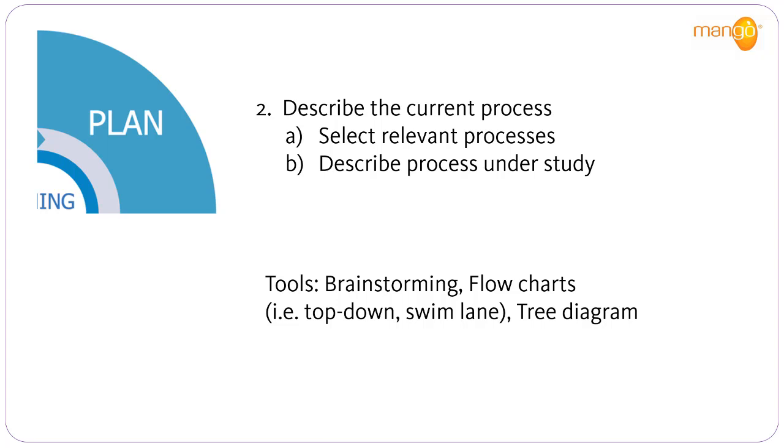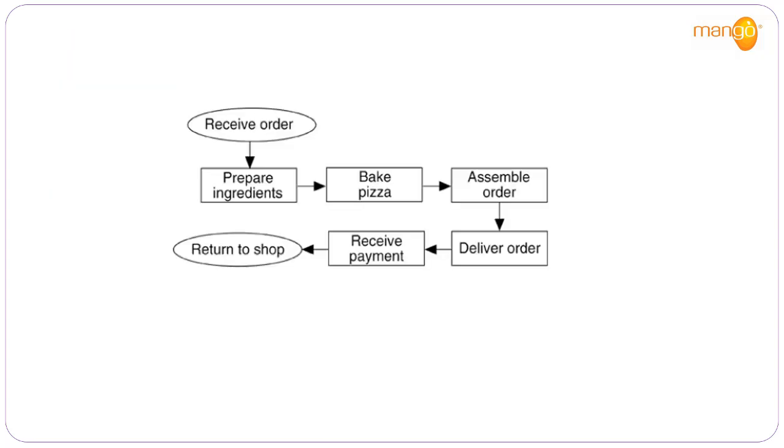So let's go back to the example. What did they do? They looked at the process from receiving an order, they prepare the ingredients, bake the pizza, assemble the order, deliver it, get the payment, and then they return back to the shop. And in this particular instance, the team looked at it, and the late delivery purely wasn't because of delivering the order. The whole process from start to finish, there were problems all the way through there.